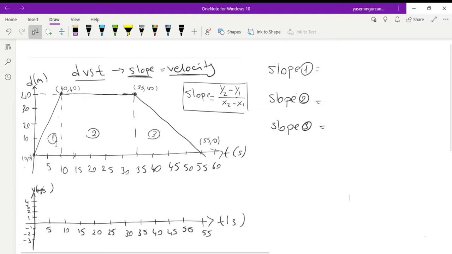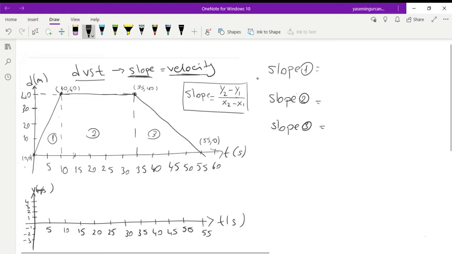For the first part, slope 1, the region 1, is going to be found by using the origin as the first point. If you remember, slope is y2 minus y1 divided by x2 minus x1, basically rise over run, or delta y over delta x. The second point, where region 1 ends, is 10, 40, so x is 10, y is 40. And it starts from the origin, so it's 0, 0.